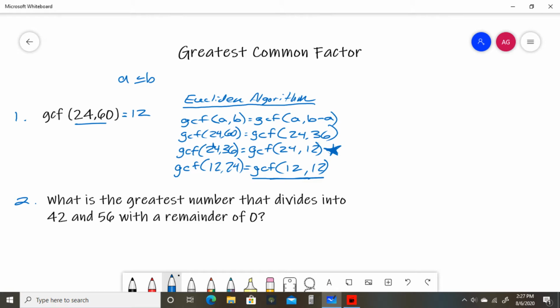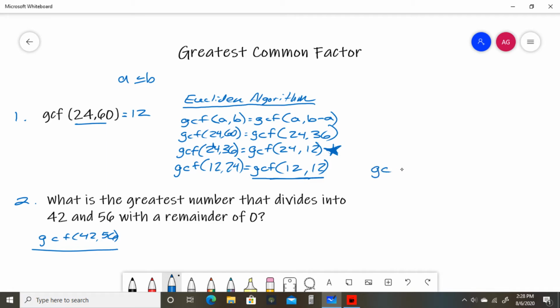Maybe you can tell, but this is exactly the same thing as asking for the GCF of 42 and 56. Because the greatest number that divides into these two numbers is the same thing as the greatest common factor. So we have to find the GCF of 42 and 56. Again, if you see what the answer is right away, you can just write that. But if it's not immediately obvious, remember, we can use the Euclidean algorithm.